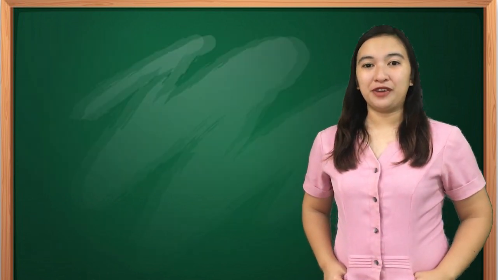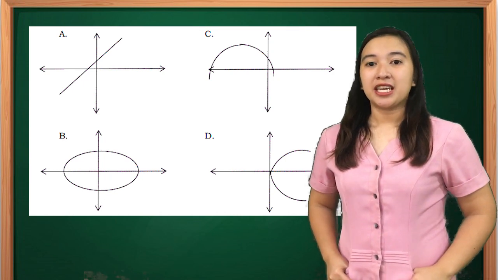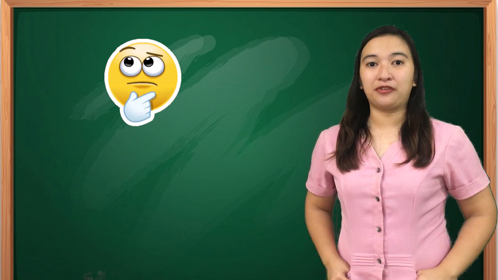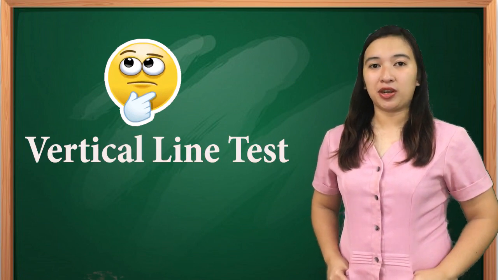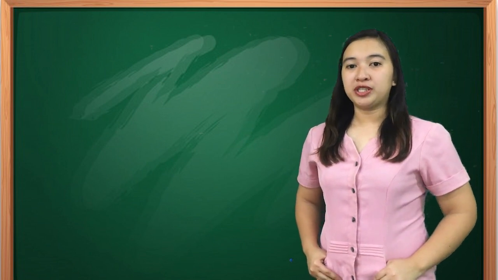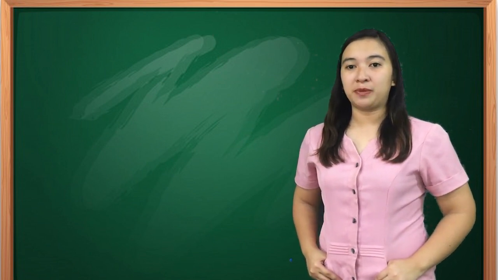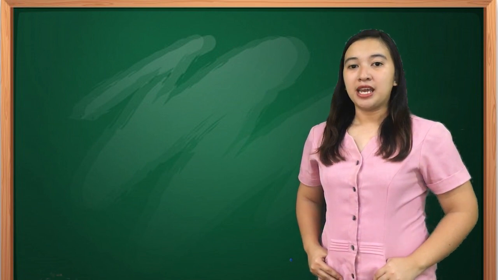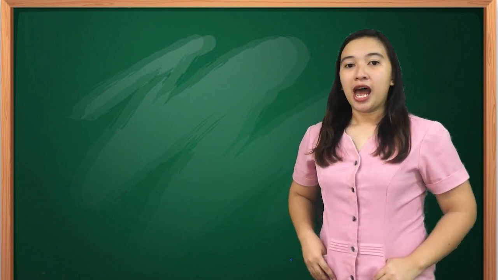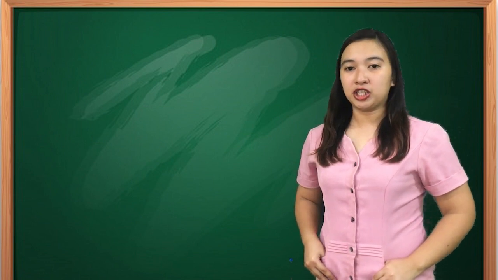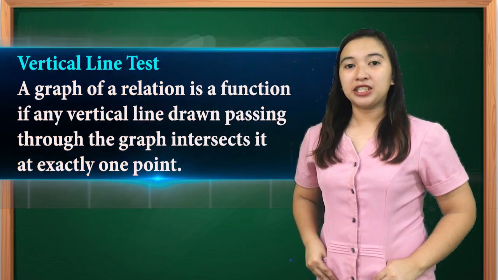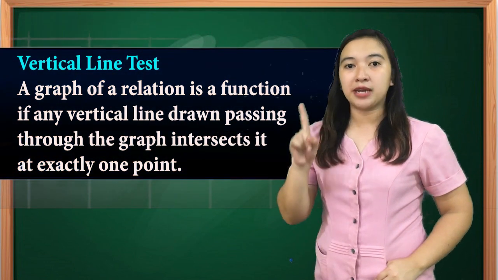How about if the given are graphs of relations? Can you identify which are functions? Do you still remember the vertical line test? Let's recall. A relation between two sets of numbers can be illustrated by a graph in a Cartesian plane, and a function passes the vertical line test. A graph of a relation is a function if any vertical line drawn passing through the graph intersects at exactly one point.